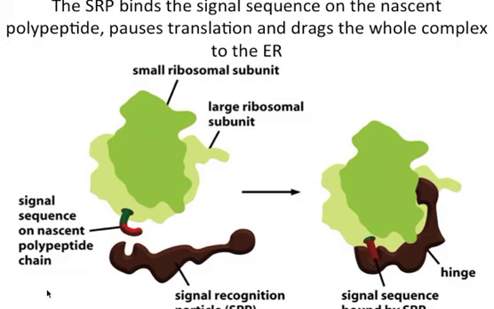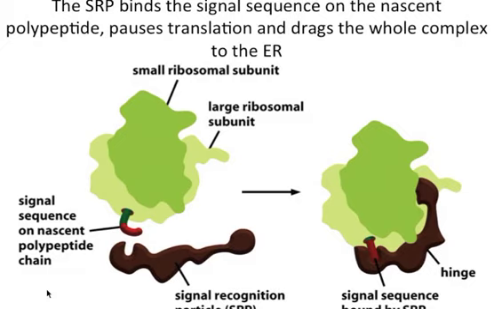Okay, so the SRP binds a signal sequence on the nascent polypeptide. It pauses translation and drags the whole complex to the ER. The whole complex. What do I mean by the whole complex? Ribosome, polypeptide, mRNA. The whole thing gets dragged to the ER. Does the whole thing get imported into the ER? No. Okay, just making sure.